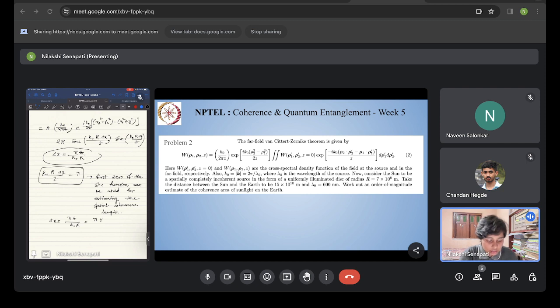Z means the distance between Earth and Sun. K0 means 2 pi by lambda, where lambda is 600 into 10 to the minus 9. We are considering on an average red light mostly. 7 into 10 to the power 8, and it will become approximately 64 micrometer. This is the spatial coherence length, and the coherence area will become nothing but 64 micrometer square, which is 4096 micrometer square. Okay.